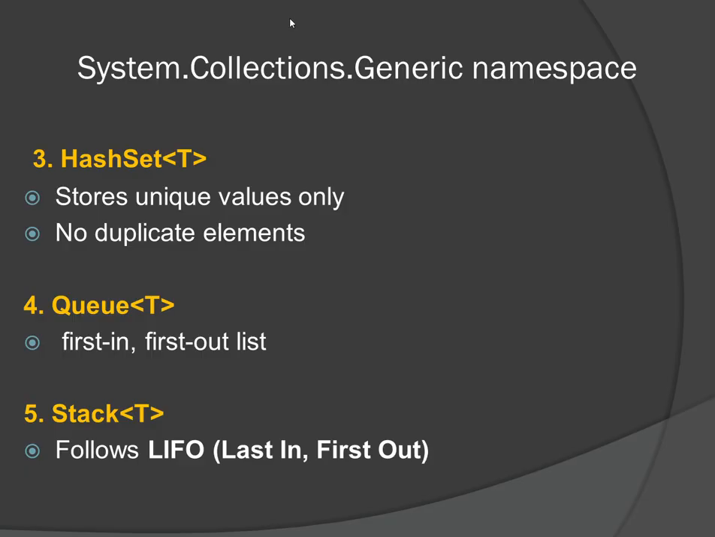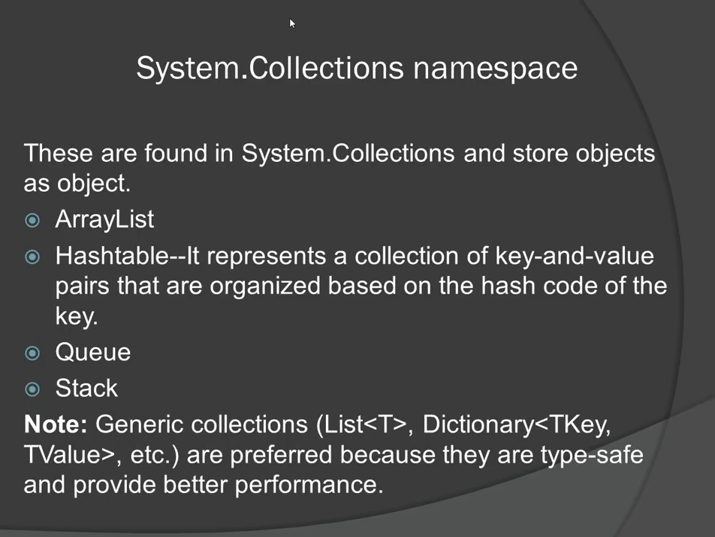Now we will see the classes present in the System.Collections namespace. Here it is a non-generic type. Some of the classes are mentioned in this slide. The first class is ArrayList, the second is Hashtable, the third is Queue, and next is Stack. You can see Queue and Stack, the same classes are also present in the generic System.Collections, but some class names are different. Instead of List, here it is ArrayList. Instead of Dictionary, here it is Hashtable. So these classes are present in System.Collections.